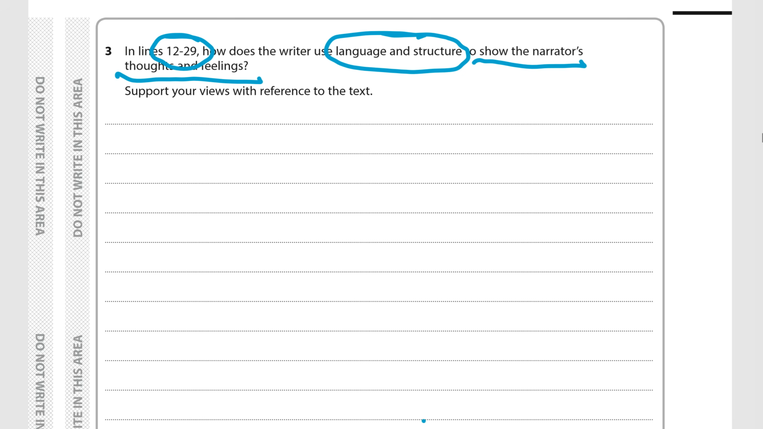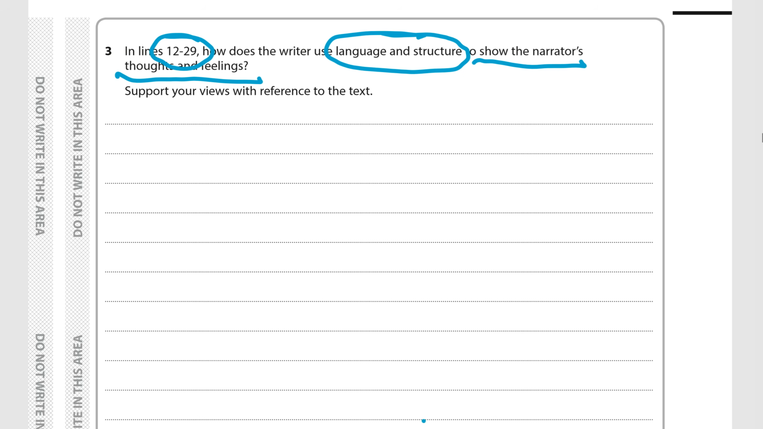So in a minute, I'm going to show you the text, and what I want you to do is to have a look if you can find at least 1 example of how the writer uses language and 1 example of structure to show the narrator's thoughts and feelings. Okay, so it's important to find a bit of language or a bit of structure that you can understand and write about, but also it needs to relate to the question. So if you find something that's totally unrelated, that's not going to get you really many marks.